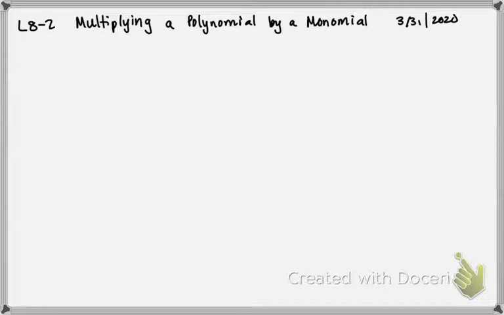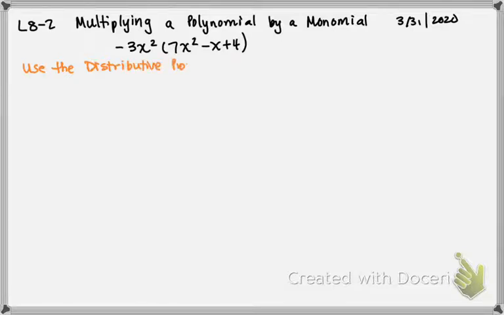So let's start with what a problem like this would look like. We're going to get negative 3x squared, and we're going to multiply it by the quantity 7x squared minus x plus 4. So again, the only way to get rid of those parentheses is to distribute. So that's what we're going to do, we're going to use the distributive property.